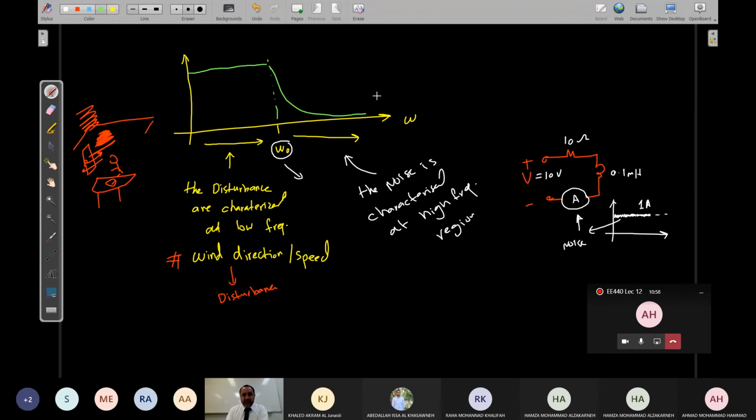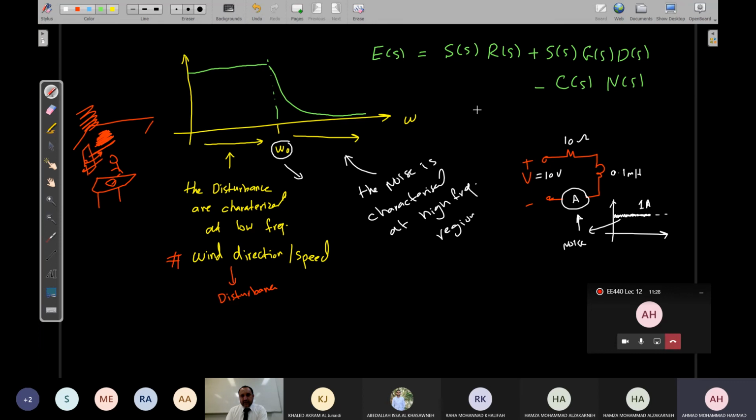If we still remember, when we wrote the error signal E(s), it was the sensitivity function S(s) multiplied by R(s), then plus S(s)G(s) D(s), then here I have minus, I think. Correct me if I'm wrong. Minus S(s)... T(s), the complementary sensitivity function, N(s).